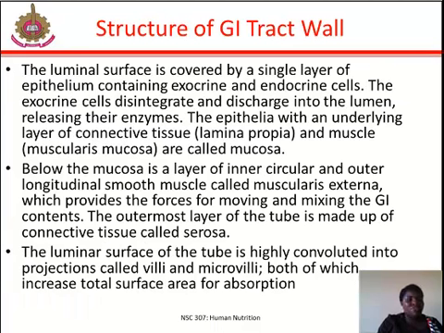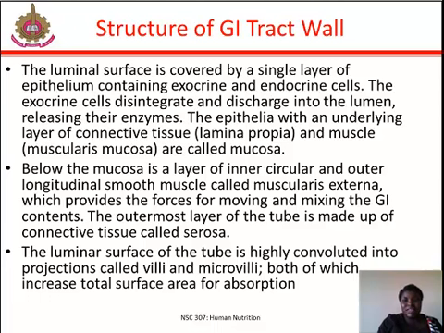Looking at the structure of the GIT wall, the luminal surface is covered by a single layer of epithelium containing exocrine and endocrine cells. The exocrine cells disintegrate and discharge into the lumen, releasing their enzymes. The epithelium with an underlying cover of connective tissue, that is the lamina propria, and the muscle, which is the muscularis mucosa, are called mucosa.